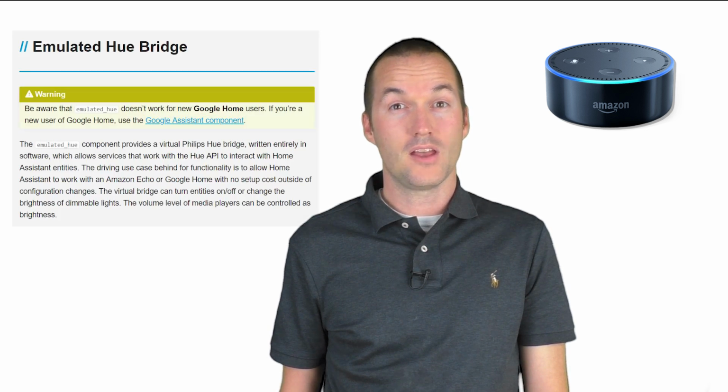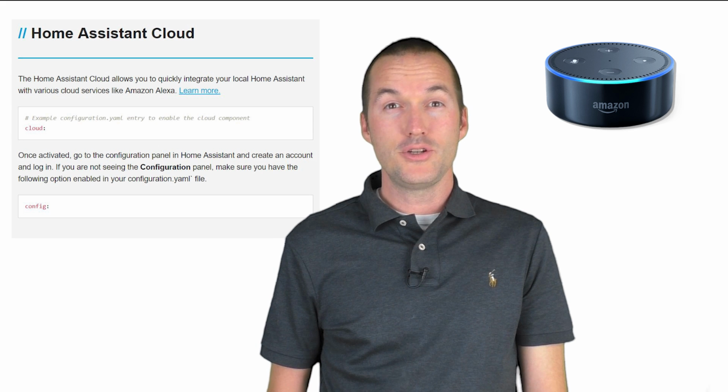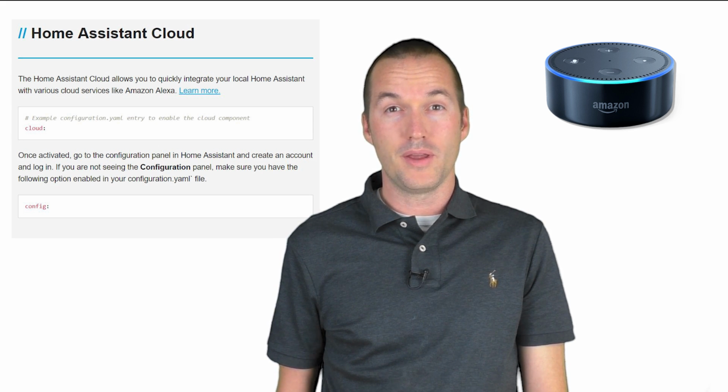Let's start out with Amazon Echo. If you're using Home Assistant, you already have a few different ways to incorporate Amazon Alexa commands into your home automations, including emulated Hue and the Home Assistant Cloud. So why would you even bother looking at Amazon Echo in Node-RED?